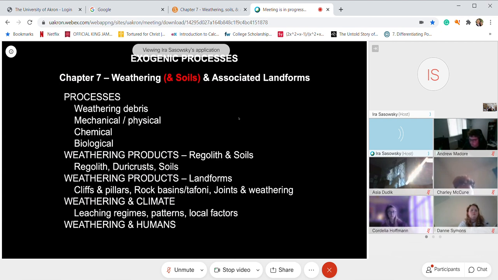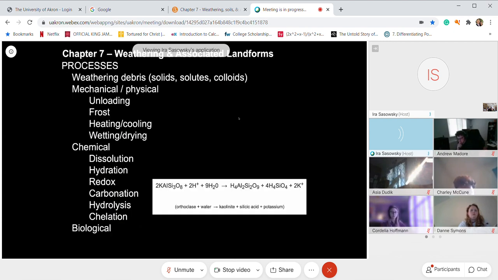So let's turn now to thinking about the first and simplest type of weathering, which is mechanical weathering. And it turns out that there are many different ways that can occur, and 4 of them are listed here: unloading, frost, thermal changes or heating and cooling, and then wetting and drying. So first of all, when we talk about mechanical weathering, we're talking about breaking apart of the material or reducing its size.